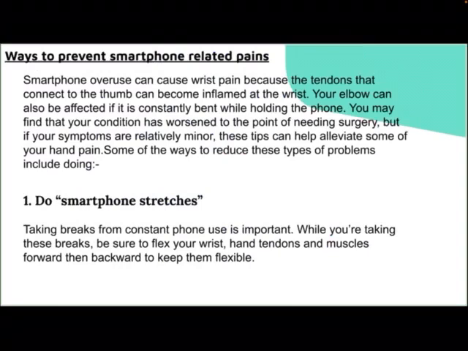So basically, smartphone overuse can cause wrist pains and sometimes inflammation of tendons, and can sometimes cause strain on muscles too. Sometimes it gets worsened to the point of surgery, but if the symptoms are minor, these tips can help alleviate the problem.